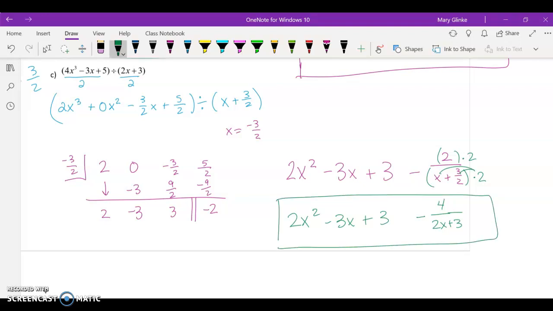Now, if you didn't like that flip-flopping between what we're dividing by, you can always use long division to do this problem, or you could back it up using long division. You should get the exact same answer.